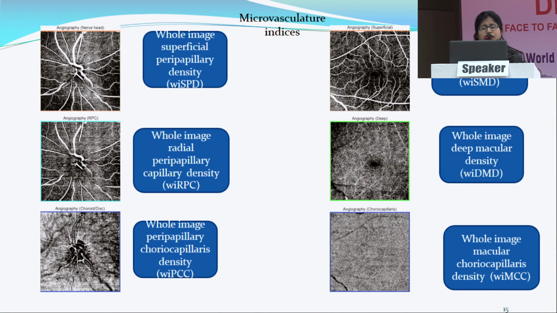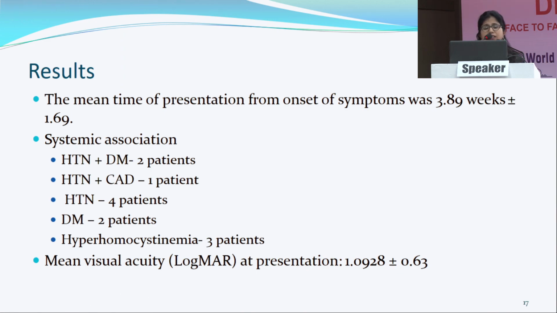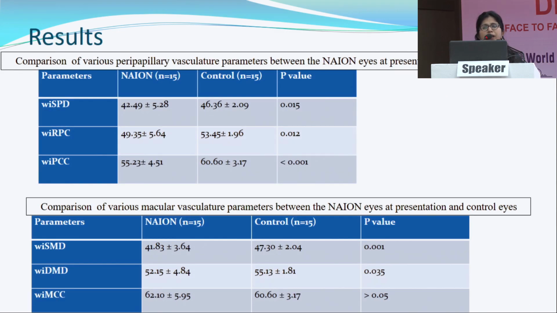This was done at all levels for both disc and macula. In the results, the mean presentation from the onset of symptoms was around 4 weeks, and almost 12 patients had some kind of systemic association. The presenting visual acuity was very poor. When compared to the control group, all the parameters at the level of disc and macula showed a significant difference. The NAIN patients showed a significant difference from the control group.